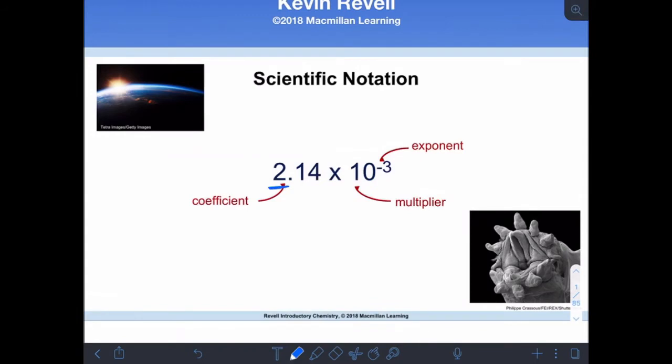You always have a coefficient. The first number is what's referred to as the coefficient, and then you have a multiplier, that's the times 10 part, and then your exponent tells us how many times to either multiply or divide by 10.